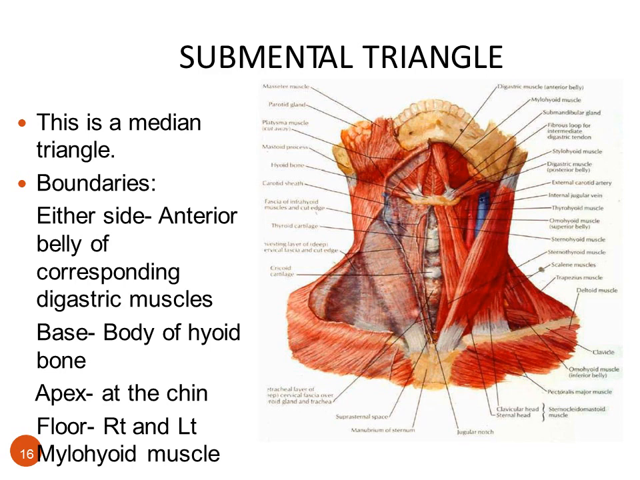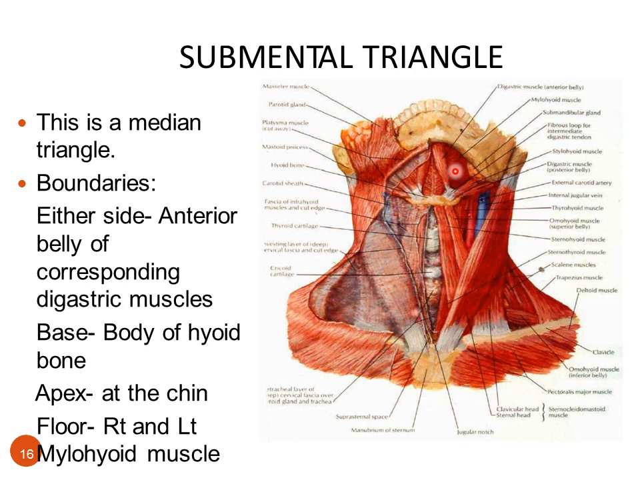Let us discuss the boundaries. On either side, the boundary is the anterior belly of the digastric muscle. So we can see here these are the anterior bellies of the digastric. On each side the submental triangle is bounded by the anterior bellies. Base is formed by the body of the hyoid bone. Apex is at the chin, and the floor is formed by the right and left mylohyoid muscles.